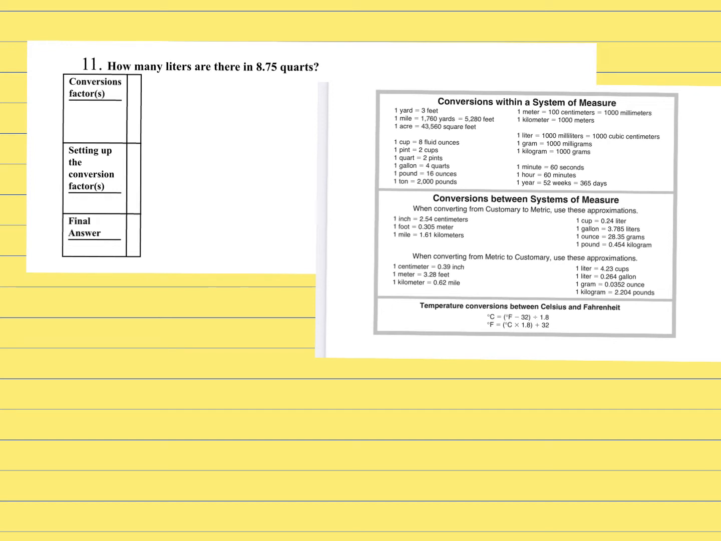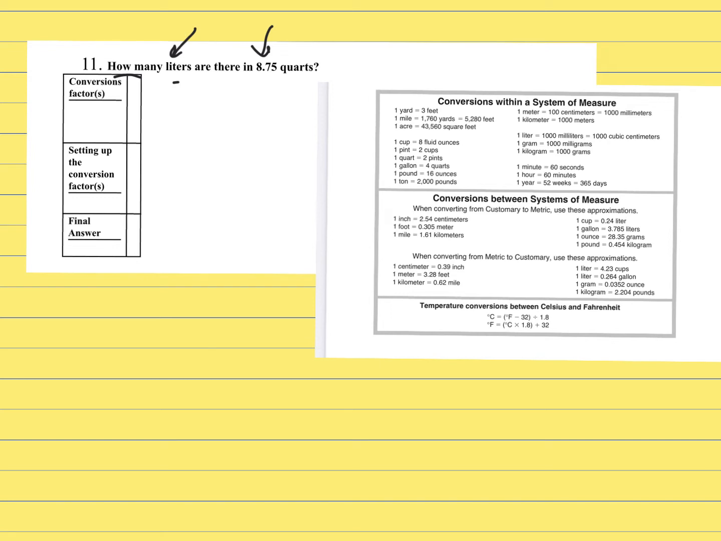Okay. This is conversion between systems. Why conversion between systems? Because you are jumping from one system to the other. You're not converting within the metric system. No, you're not using mnemonics. You are jumping from one system to the other. How do you know that given the equation? Simple. It says over here, how many liters are there in 8.75 quarts?